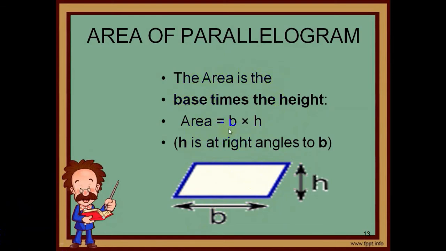The figure you see over here is a parallelogram. Opposite sides are parallel, the lengths of the opposite sides are equal, and the measures of opposite angles are equal. So this is called a parallelogram. The area of the parallelogram is equal to length multiplied by width, where length represents the base and width represents the height. So area is equal to B multiplied by H.